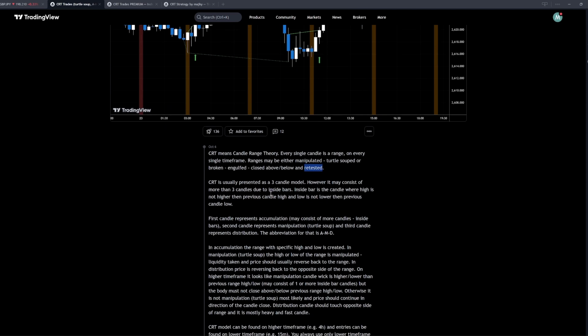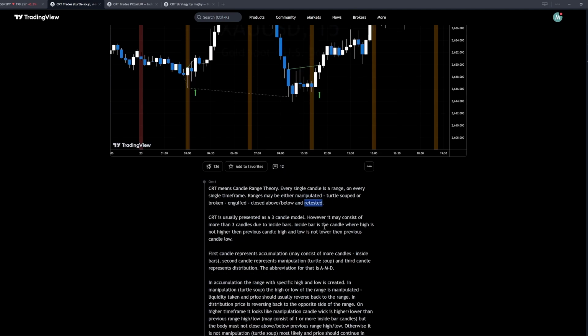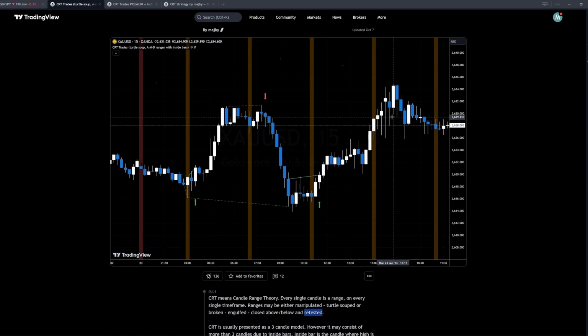So CRT is usually presented as a three candle model. However, it may consist of more than three candles due to inside bars. An inside bar is a candle where the high is not higher than the previous candle high and the low is not lower than the previous candle low. For example, we got this candle, and then the next candle, the high is lower than the previous high and the low is higher than the previous low. It means that there is an inside bar.